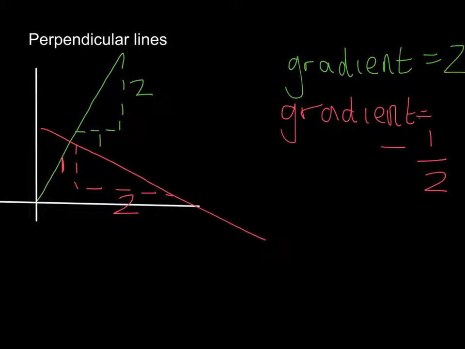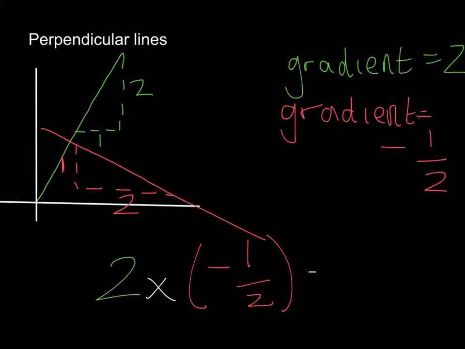That's a shallow slope. Now notice if I multiply together the gradients of these 2 lines, so I multiply 2 and minus a half, I get minus 1. And that's the general rule for perpendicular lines. The products of the gradients of perpendicular lines is minus 1.